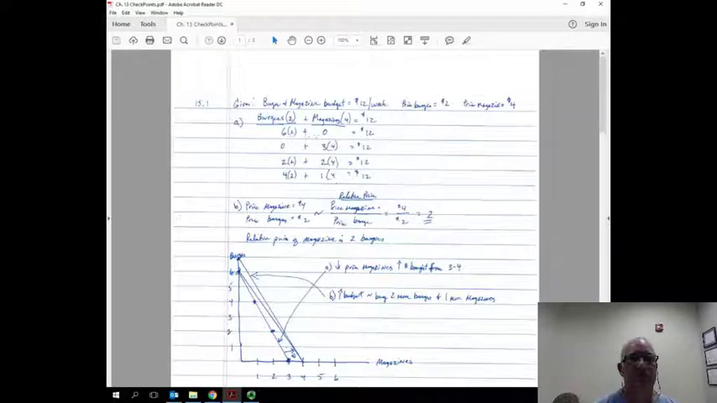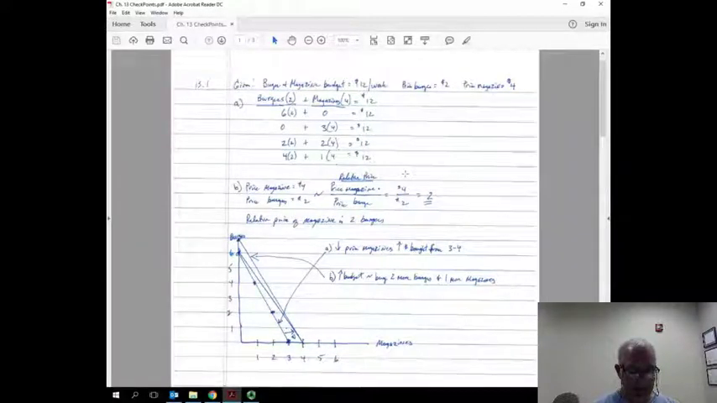6 times 2 is 12, and 0 magazines. 0 burgers, and 3 magazines also equals 12. Then you get 2 burgers and 2 magazines equal 12, as well as 4 burgers and 1 magazine will equal 12. So the answer to this one would be 4. 1, 2, 3, 4.